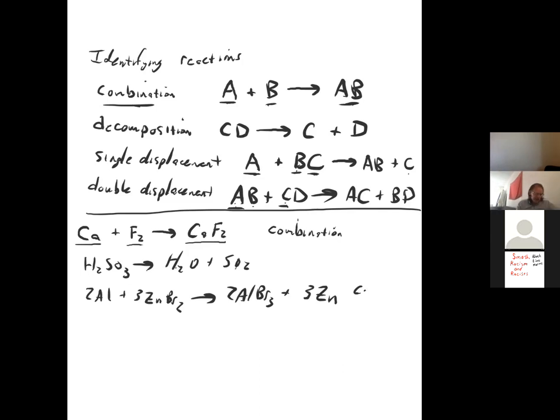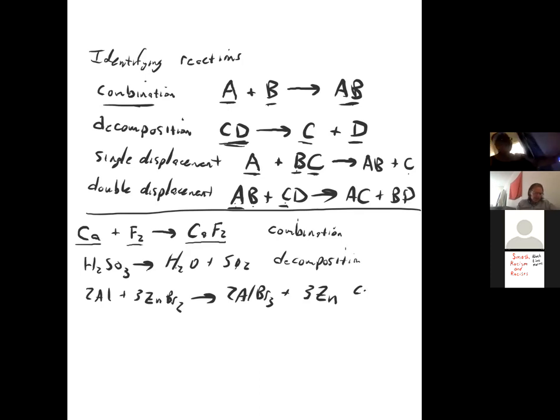So look at that one. One compound turning into two simpler things, right? Complex to simple. So that's going to be this one right here. That's decomposition. The H2SO3 is like this. The H2O is one of the products and the SO2 is the other. So that's a decomposition.